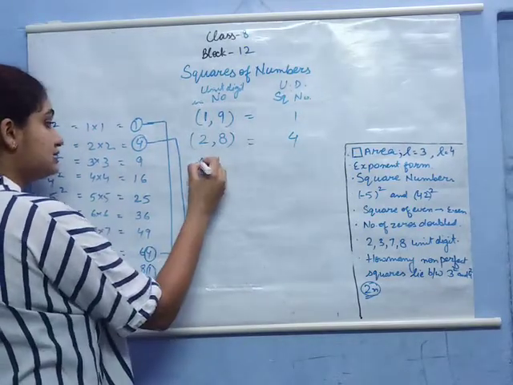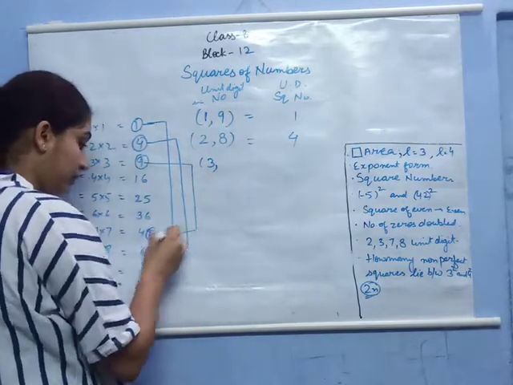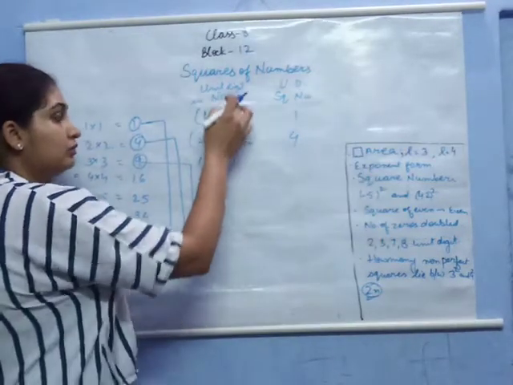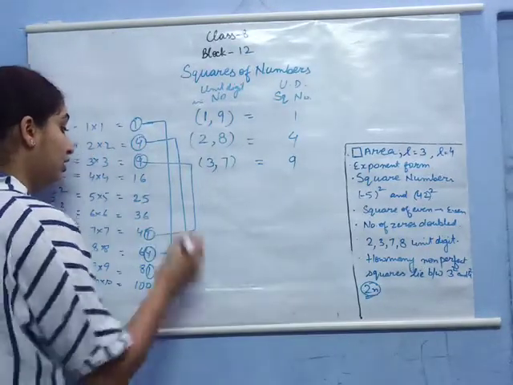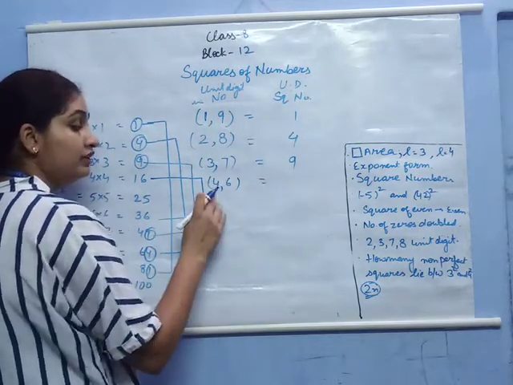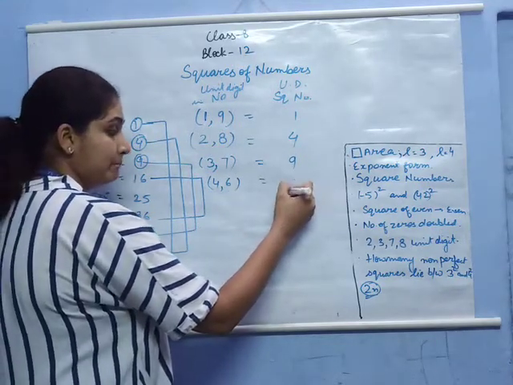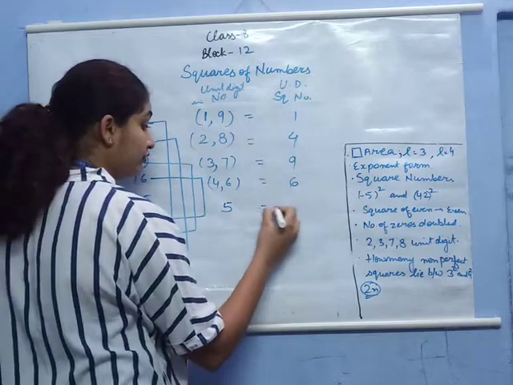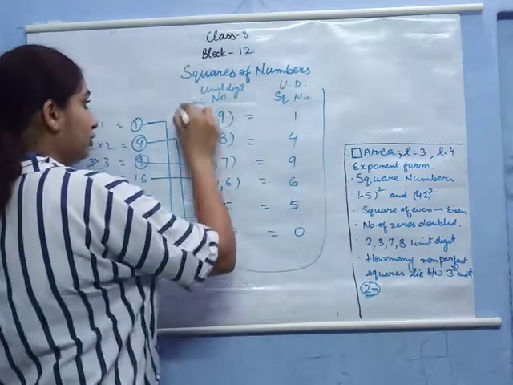If the number is 3, see the unit digit here and here matching, right? If the number ends with 3 or 7, always their square's unit digit will be 9. 4 and 6, if any number ends with 4 or 6, their square will end with 6 also, right? If it ends with 5, the answer will be 5. If it ends with 0, it will be 0. So this is the pattern. This is the pattern we have observed.